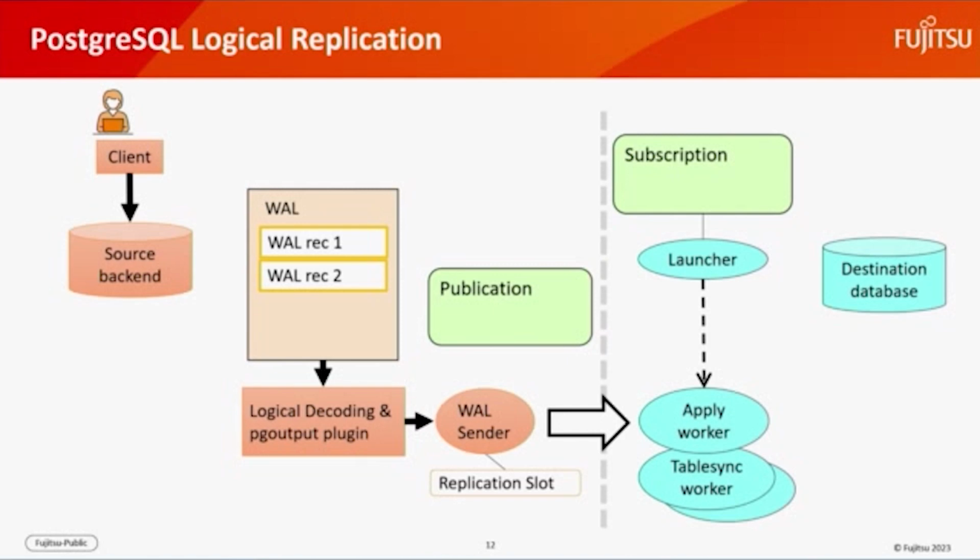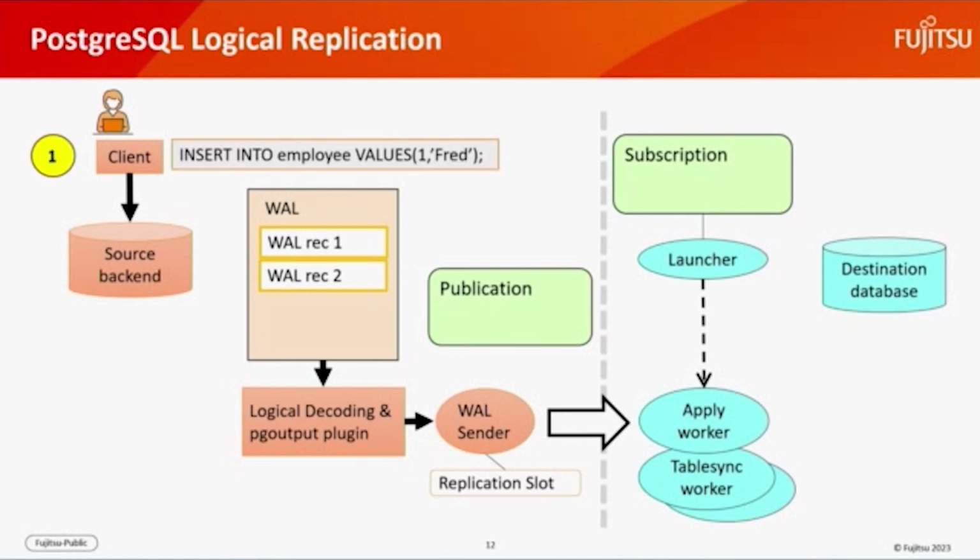So now let's look at the publishing side. We've got the client issuing commands. Those commands are logged in the WAL. And the WAL sender, if there is one, and there is one in this example, is using the PG output plugin to read the records from the WAL and convert them into logical replication messages for sending. So let's see those steps.